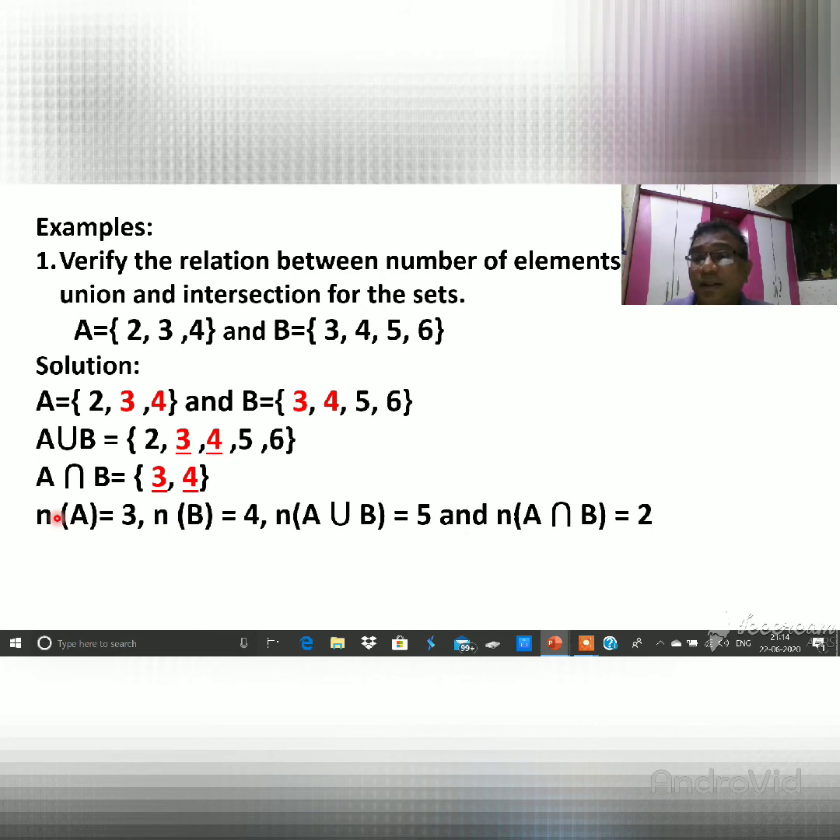So now we are just finding the numbers. How many are they? See, number of A: 1, 2, 3. So number of A is equal to 3. Number of B: 1, 2, 3, 4. So number of B is equal to 4. Number of A union B: 1, 2, 3, 4, 5. So number of A union B is 5. Number of A intersection B is 3 and 4, which means 2 elements. So I write 2 here.